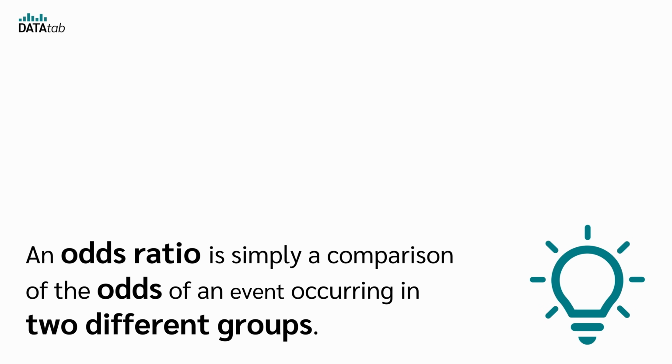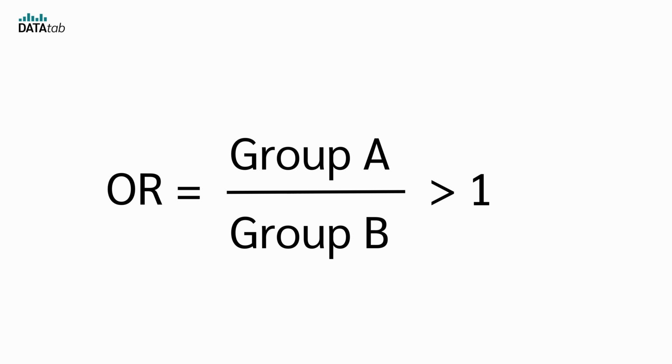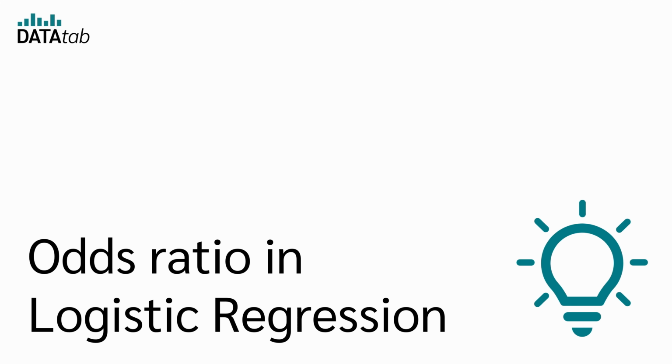So an odds ratio is simply a comparison of the odds of an event occurring in two different groups. The odds ratio indicates how much more likely the event is to occur in one group compared to the other group. If the odds ratio is greater than 1, the event is more likely to occur in the first group. If it is less than 1, the event is less likely in the first group. Okay, now let's put it all together and look at how to interpret the odds ratio in logistic regression.